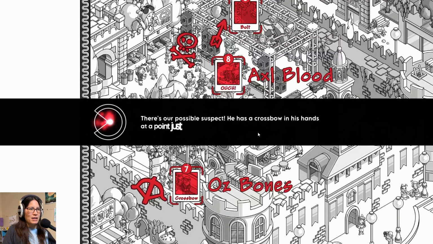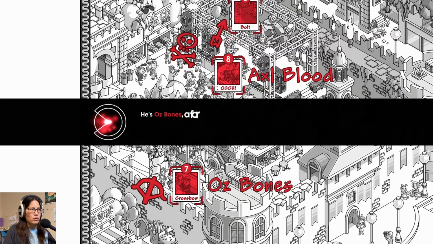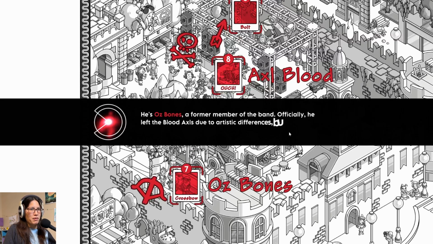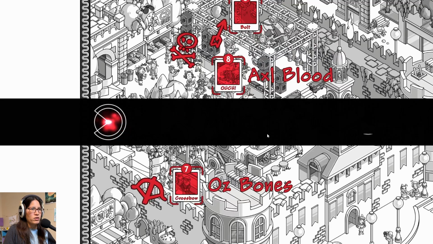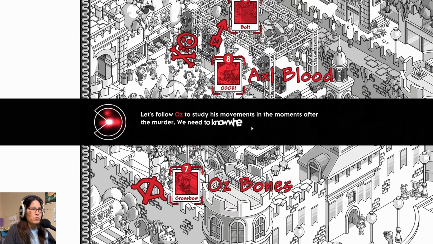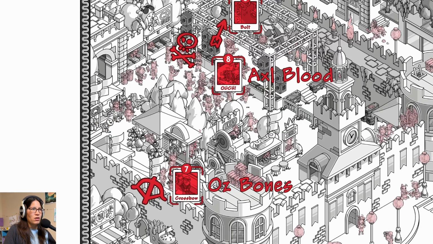There's our possible suspect. He has a crossbow in his hands at a point just before Axel was murdered. He's Oz Bones, a former member of the band. Officially, he left the Blood Axles due to artistic differences, but there was gossip about fights over royalties on record sales. Let's follow Oz to study his movements in the moments after the murder. We need to know whether he's linked to Axel's death.